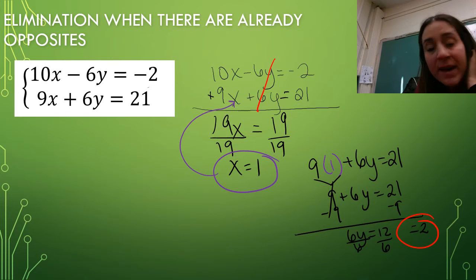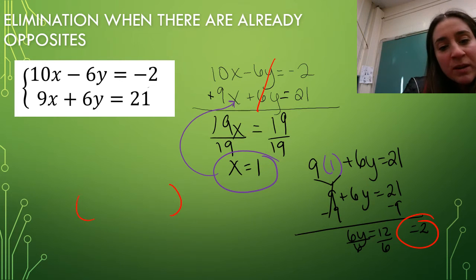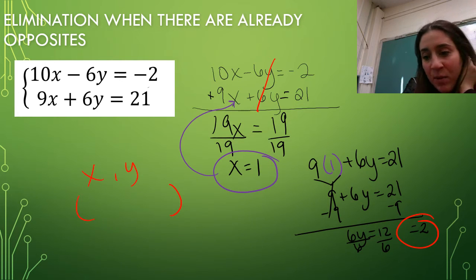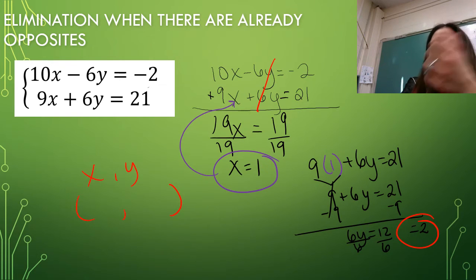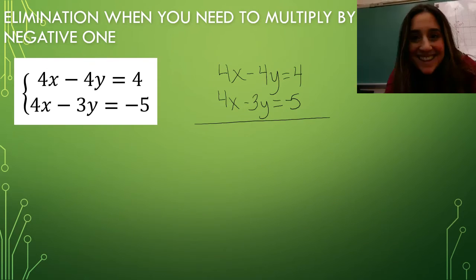So now I have my y value. So my final answer, I'm going to do x comma y. X is equal to 2. I'm sorry, that was supposed to be y. X is equal to 1, and y is equal to 2. If you need some help, come and see me.